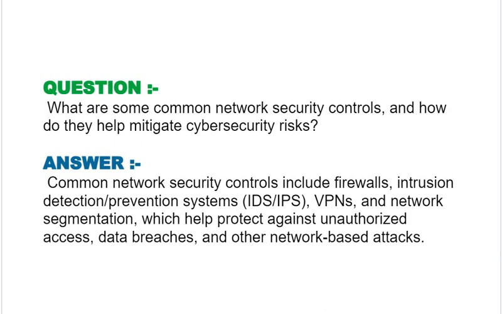Our next interview question is: what are some common network security controls and how do they help mitigate cybersecurity risks? Your answer should be: common network security controls include firewalls, intrusion detection or prevention systems, IDS/IPS, VPNs, and network segmentation, which help protect against unauthorized access, data breaches, and other network-based attacks.